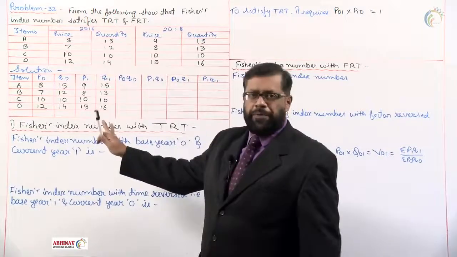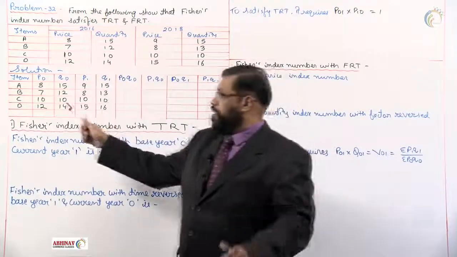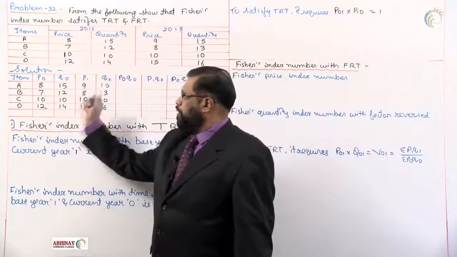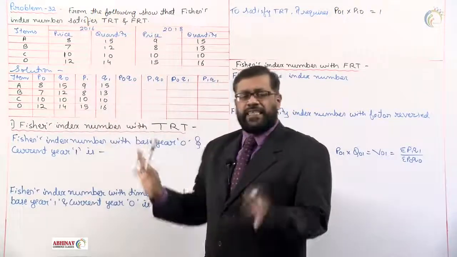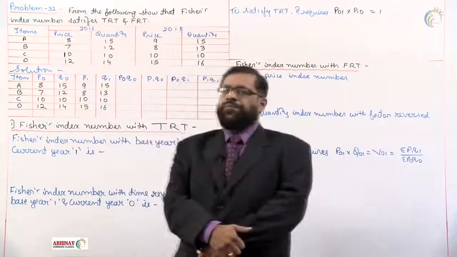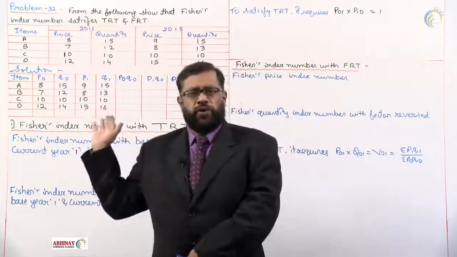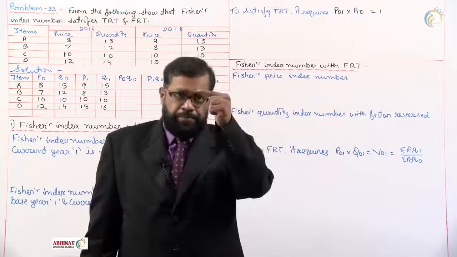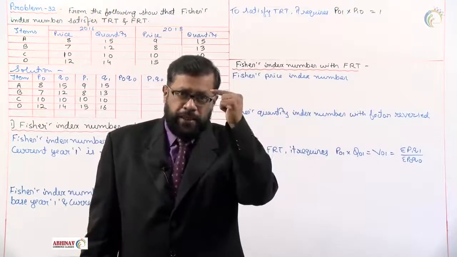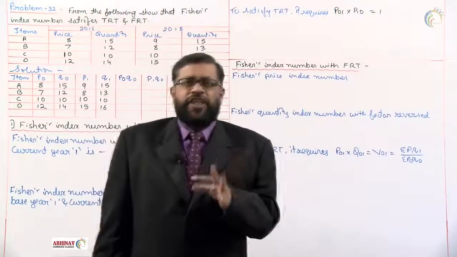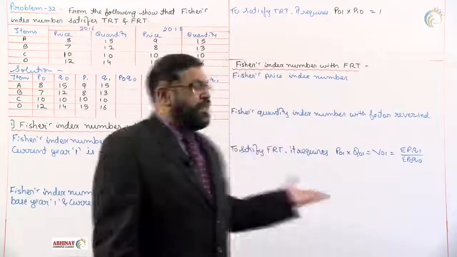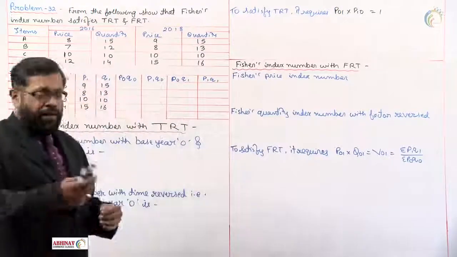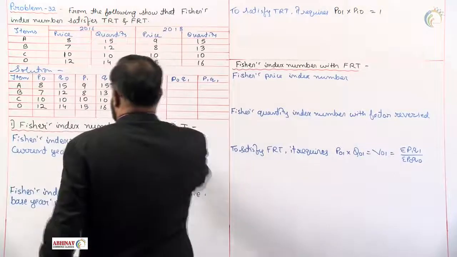First, copy the table with the 9 columns we want: Item, P0, Q0, P1, Q1 as it is given. Now we'll complete the further 4 columns. What columns do you require for Fisher's? We want P0 Q0, then P1 Q0, that is each price multiplied with each quantity, the 4 columns that we prepare. Let's see the multiplication for that.